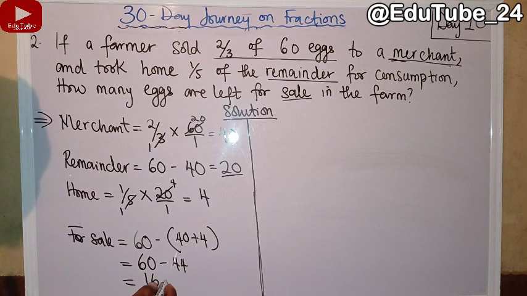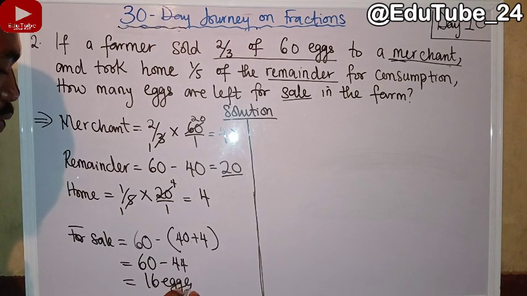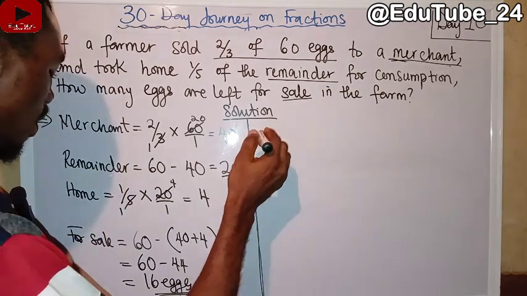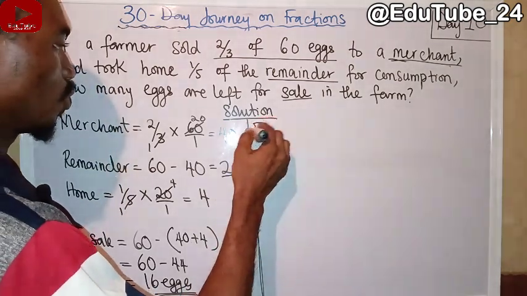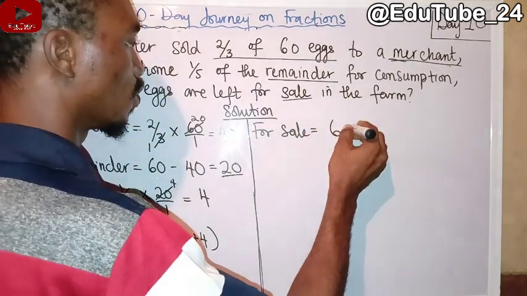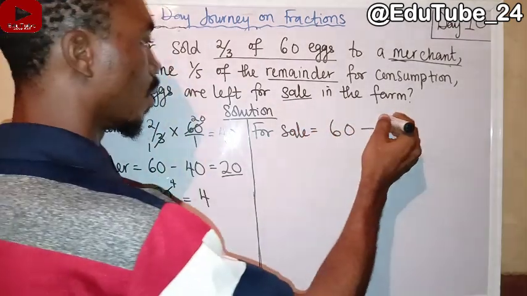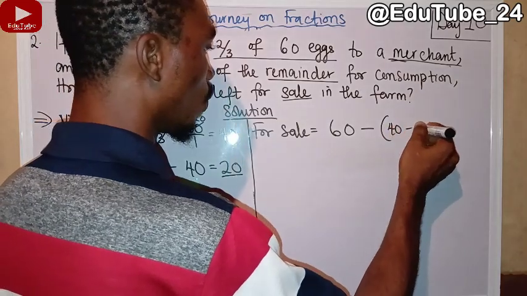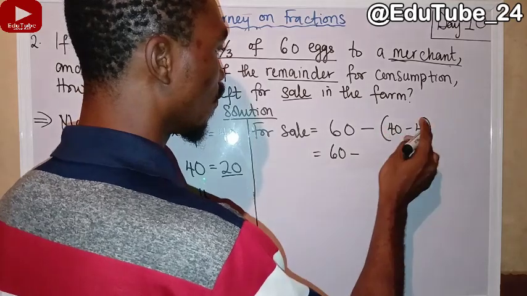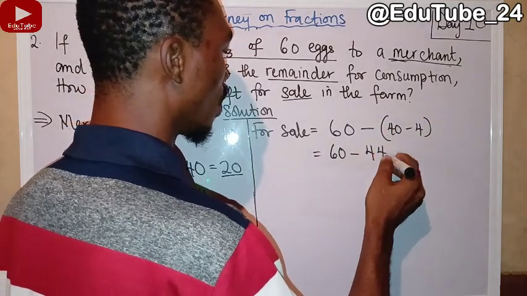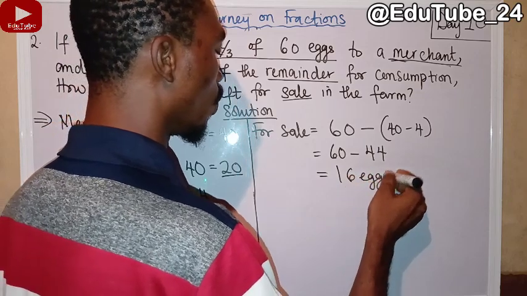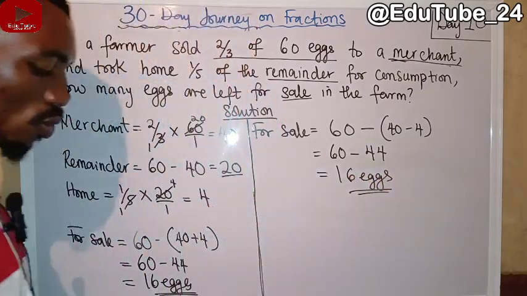16 eggs. So 16 eggs were left to be sold on the farm. Okay, so let me write that here. The number of eggs for sale is equal to 60, which is the entire egg count, minus what was sold to the merchant, 40, and what was taken home, which is 4. So we have 60 minus 40 plus 4, that gives us 44, and then 44 taken away from 60 leaves us with 16. So 16 eggs were left to be sold on the farm.